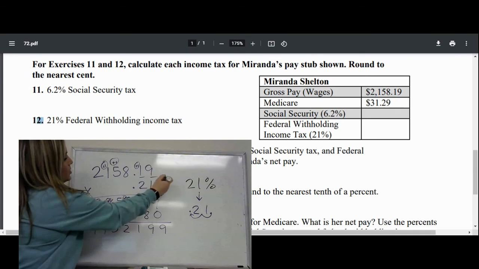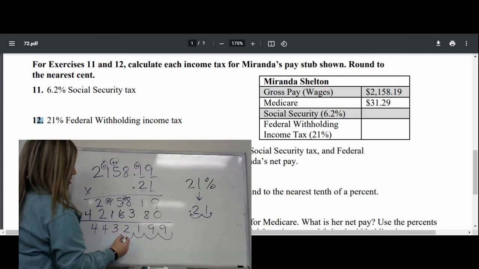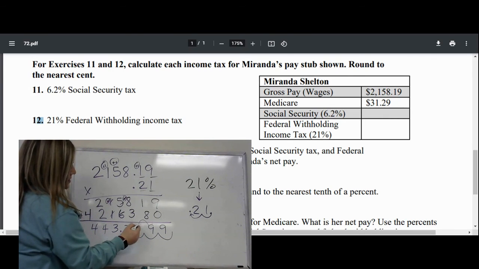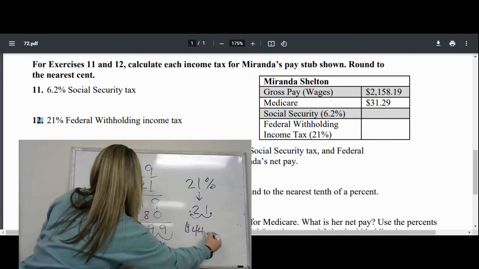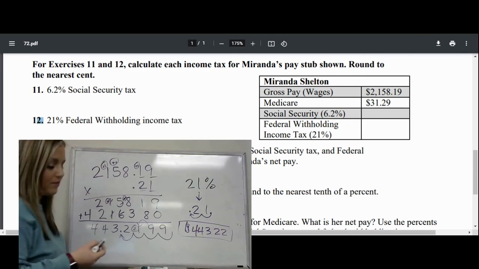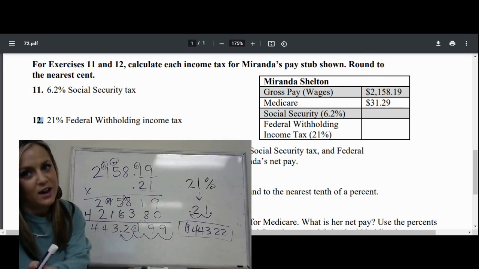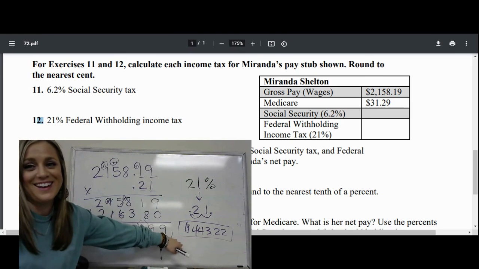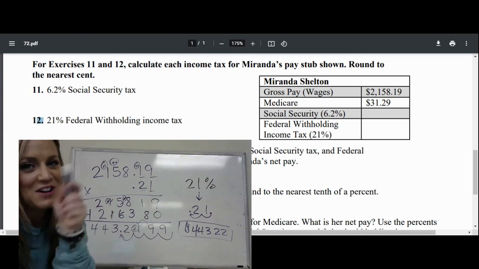Now, we have 1, 2, 3, 4 decimal places. All right, now this 9 is going to bump this 1 to a 2. So she's going to pay $443.22 out of her paycheck, okay? That's how much Miranda Shelton owes the government for working. It's crazy, right? All right, guys, good luck on your assignment.